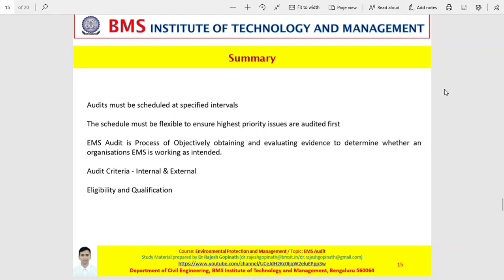As you are aware, the audit criteria are both external and internal factors. If you recollect, standard operating procedure, maintenance procedures, they represent internal criteria. Government laws, ISO document refers to external criteria. And finally, towards the end, we also had discussed the eligibility and qualification aspects of an auditor.